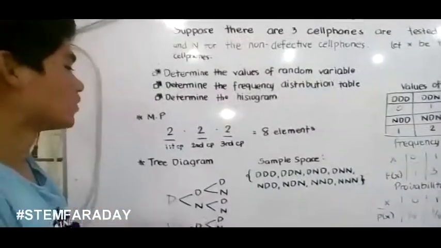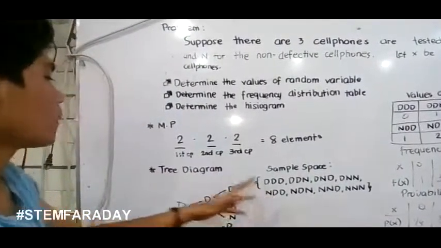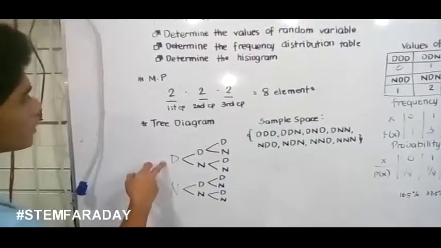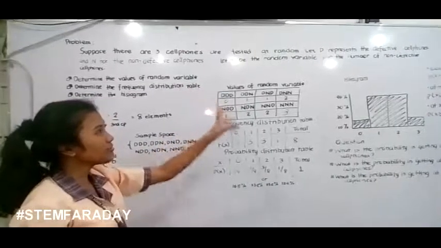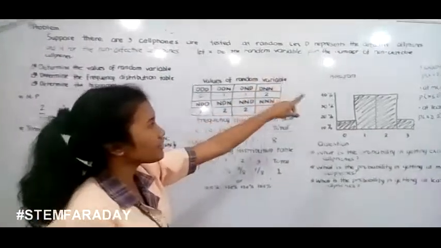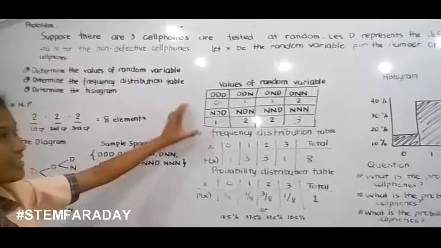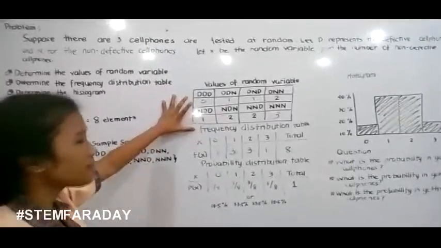We construct the tree diagram. So here's the tree diagram. N represents non-defective cell phone and D for defective cell phones. On finding the values of the random variable, let's look at the non-defective cell phones in the elements.